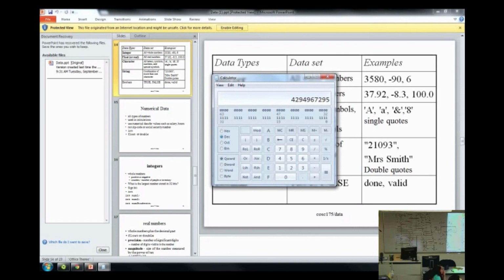For most of your calculations, you can live a happy life. You're fine. However, if you have some type of application such as world population or number of Google searches in a day, probably this number is not going to be large enough. You're going to have to think about other types.